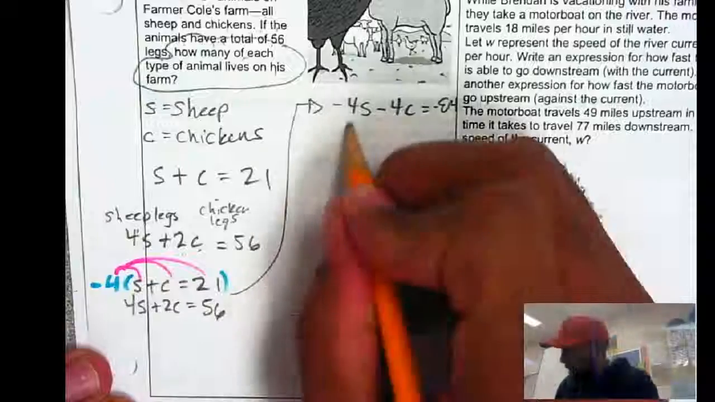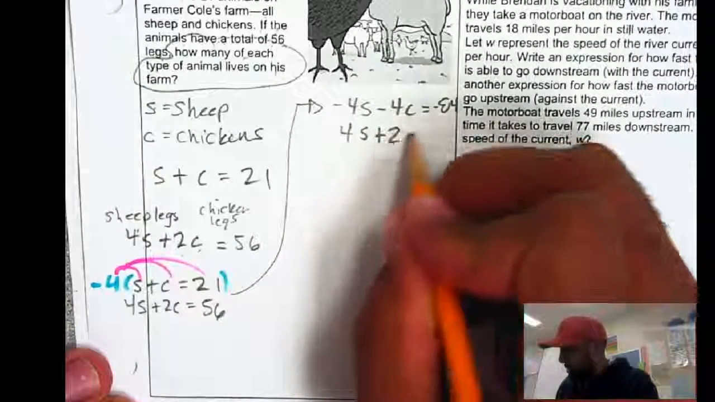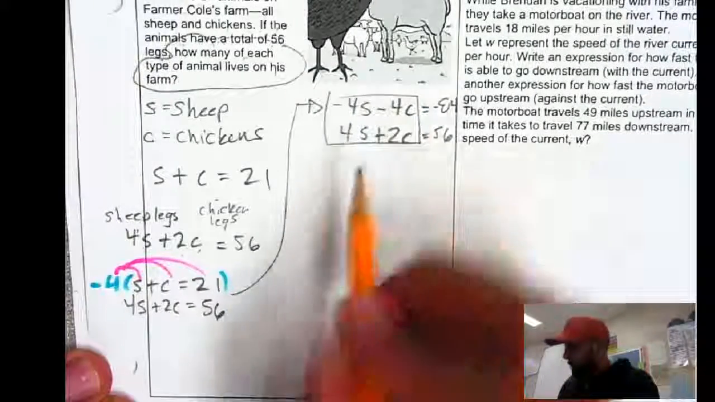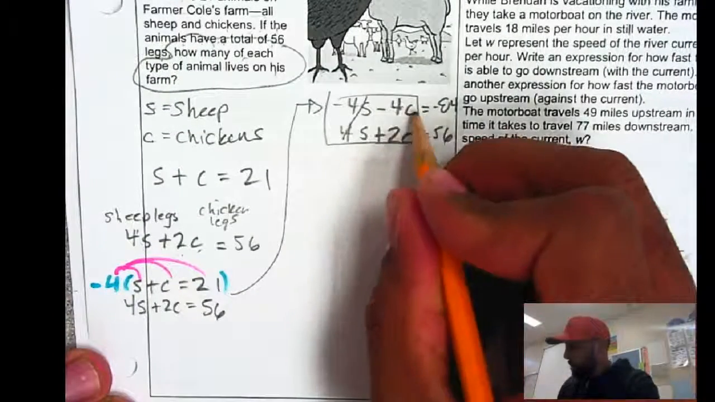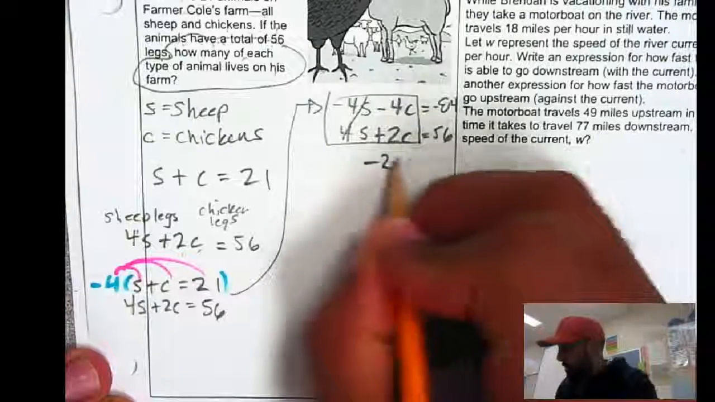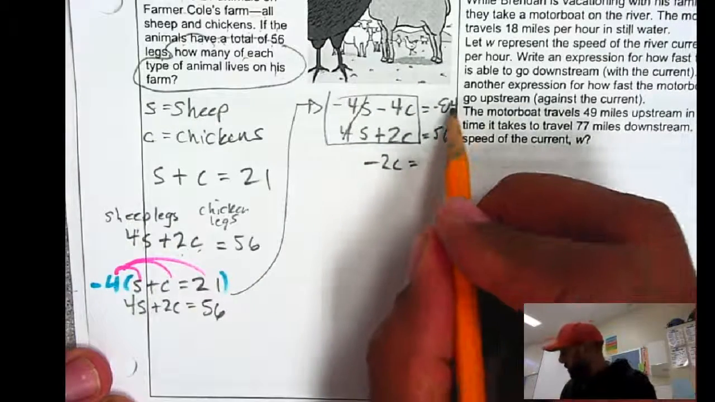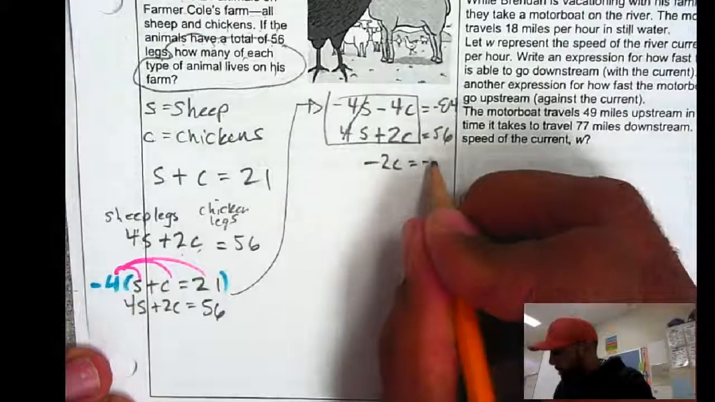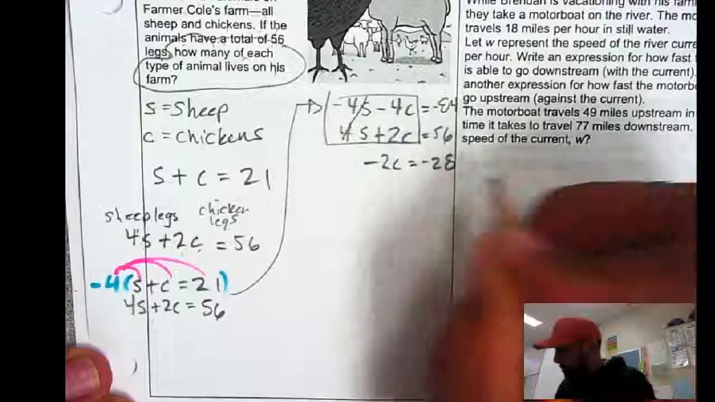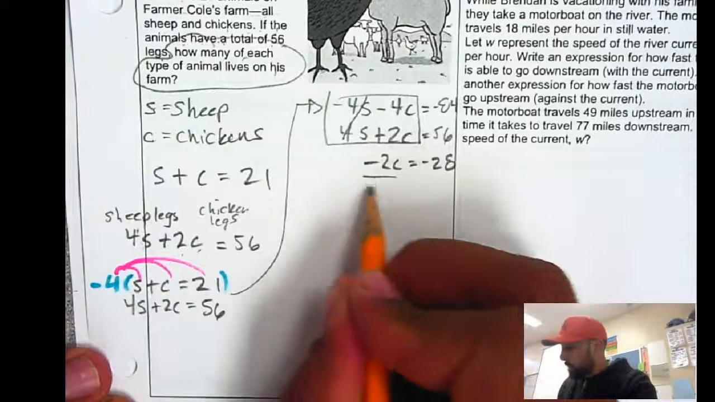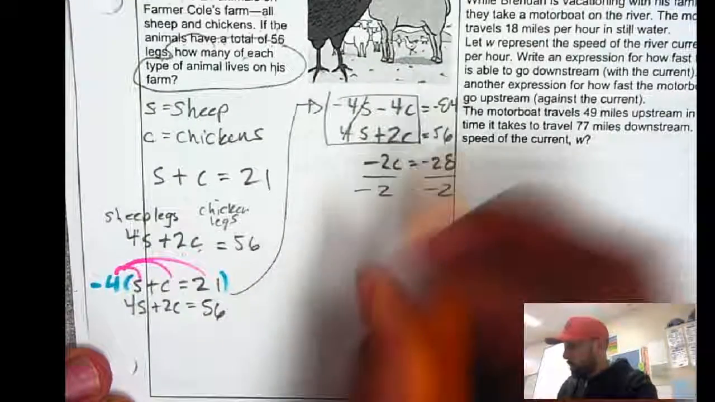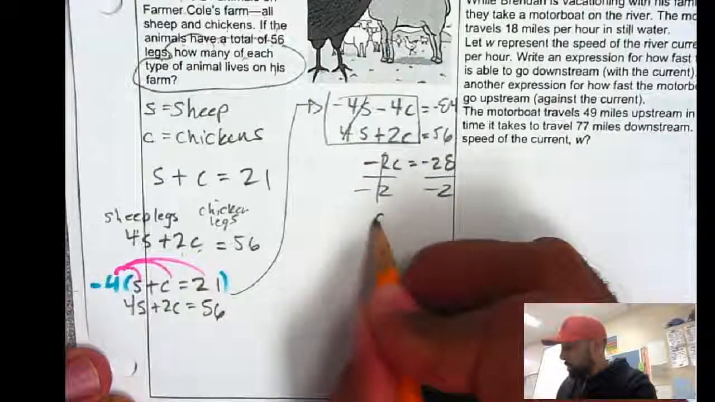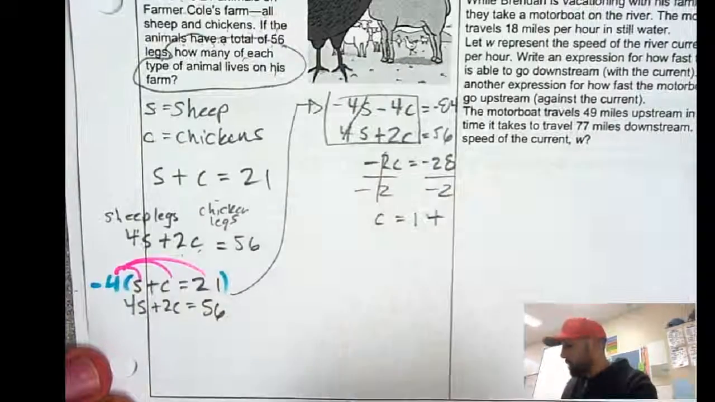Now I have 4s plus 2c equals 56, and now I add up this side. That cancels, and negative 4c plus 2c is negative 2c. The negative 84 plus 56 is negative 28. Then divide this by minus 2. And remember, you can always pause the video if you need to catch up. C equals 14. So the amount of chickens is 14.